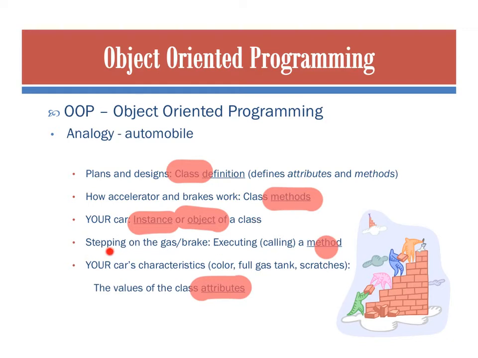Now if we get into that car and we want to accelerate or we want to step on the brake, then that's when we execute the method. Even though the method is defined in the class definition, we don't execute it until we call that method from the object. So in order to have the code of a method executed, we have to have an object. That's one very common mistake in object-oriented programming.